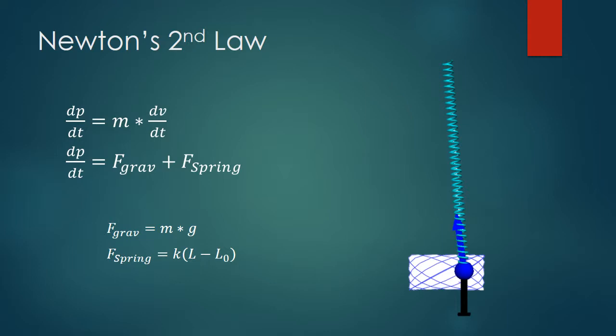Newton's second law is what will help make the model. dp/dt equals mass times dv/dt, where dp/dt equals the sum of all individual forces acting on the system. Like we already said, there are only two forces acting on the mass, the force of gravity and the spring force.